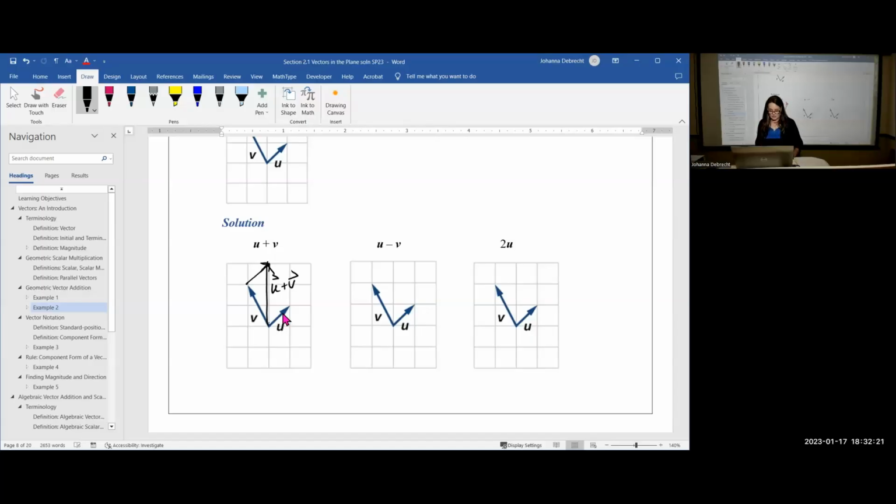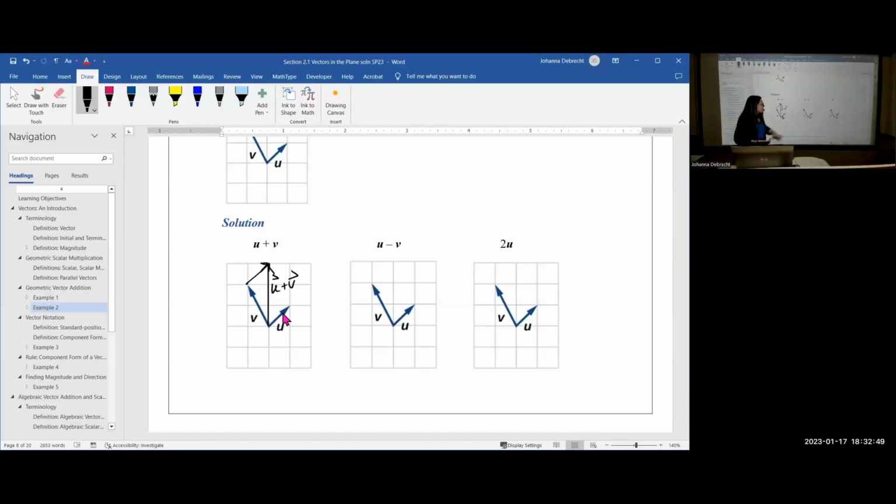Mine's a little off because I'm using an index card. All right, let's see if I can get it a little closer, if I can get it more exactly on the line. Nope, same place. Let's try it again. There we go. There's u plus v.